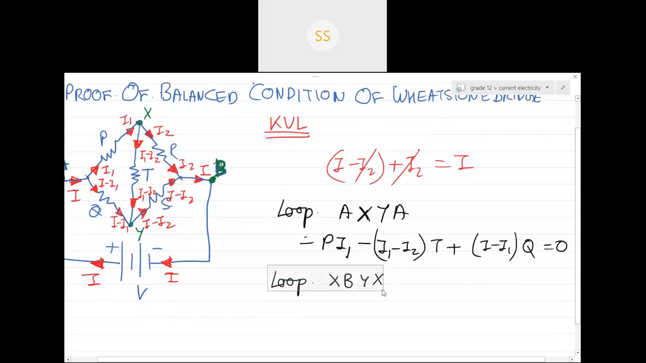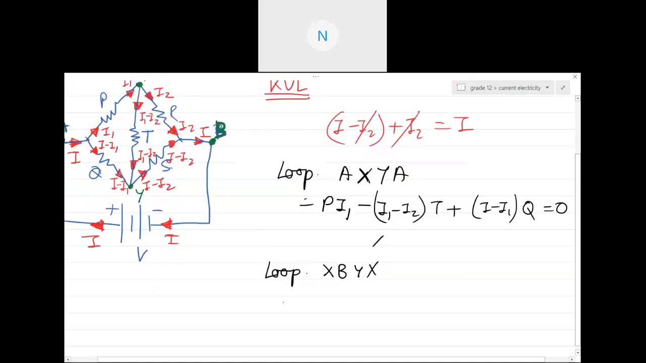So minus I2 into R plus I1 into S, R into I1, I into S, minus I2 plus T into I1. This is I minus I2, right? Yes. I minus I2, and I1 minus I2.